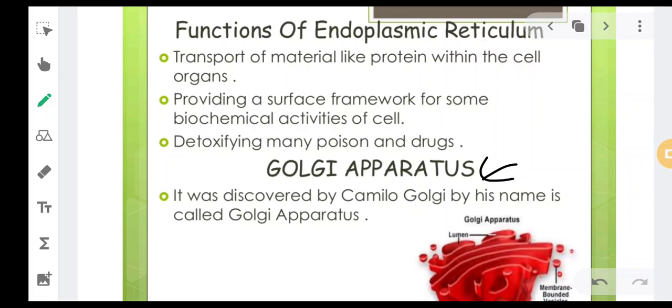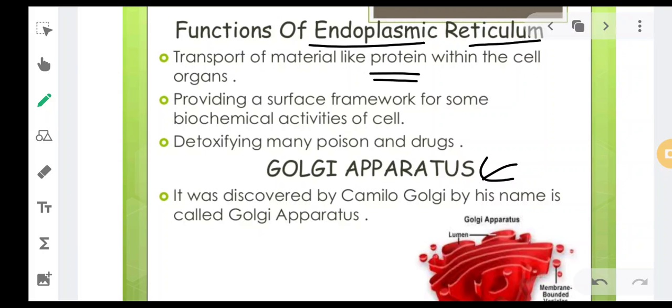So we will see the functions of endoplasmic reticulum. What are the functions? Transport of material like protein. Generally rough endoplasmic reticulum produces proteins inside our body, which need to be transported to each and every part. These proteins are used in our day-to-day activities. So what is the job of this endoplasmic reticulum? It is to make the proteins and supply them to all parts of the body.